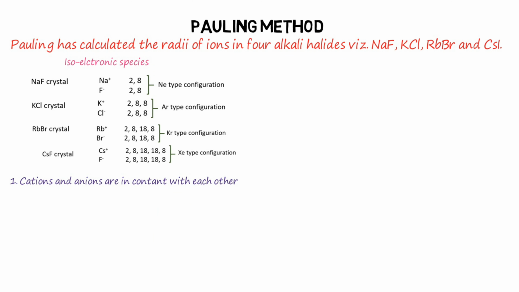The cation and anion of the ionic crystal are in contact with each other. Hence, the sum of the radii of these ions is equal to the interionic distance between them. That is, for an MX ionic crystal, the following equation holds good.